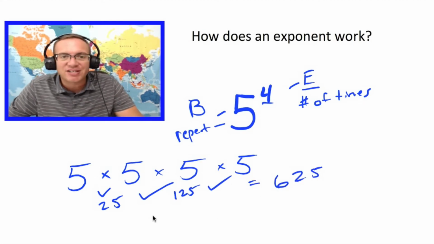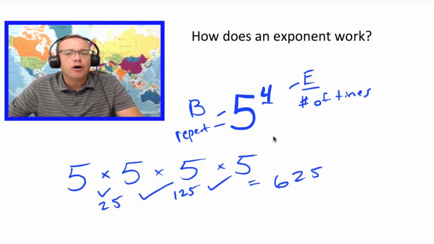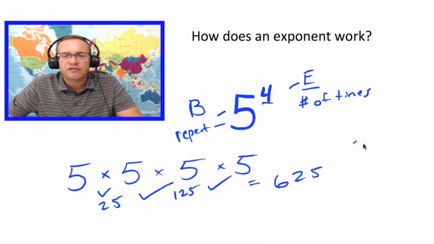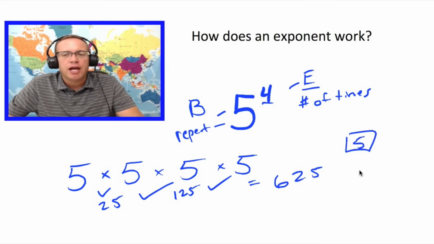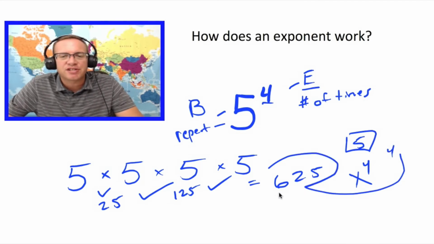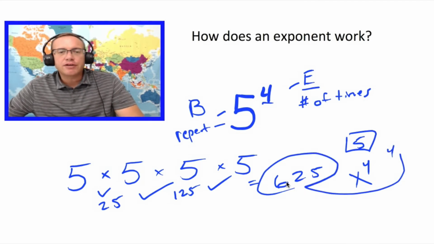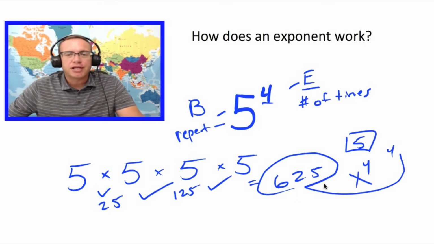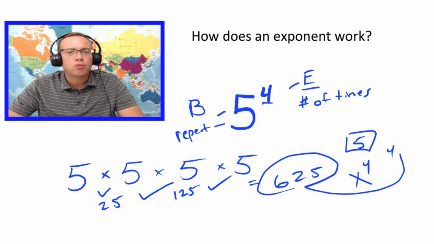Now let me tell you, this is a lot easier with a calculator. All you need to do is type in your base, which in our case is 5, so you would hit the 5 key, and then hit the key that says x to the y, and then you type in the exponent of 4, and it'll spit out this same answer as well. So if you have a calculator, it's a lot easier than multiplying it out by hand. But that is essentially how exponents work.